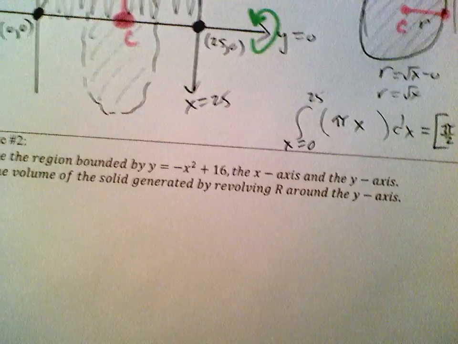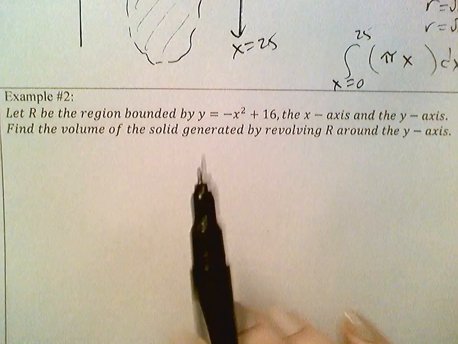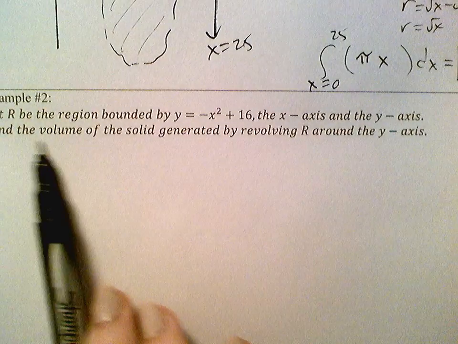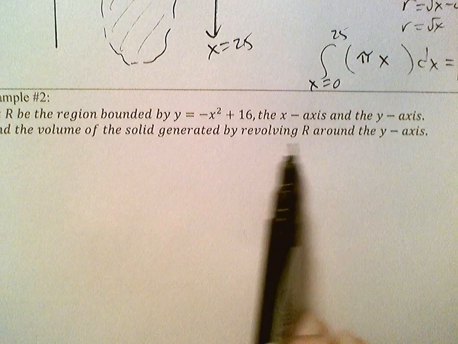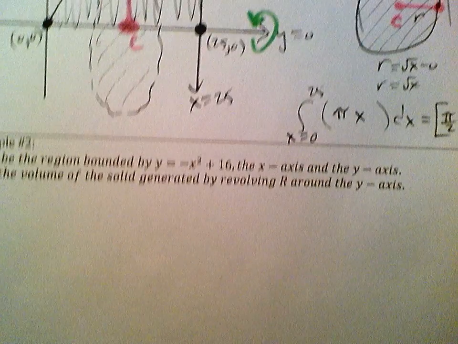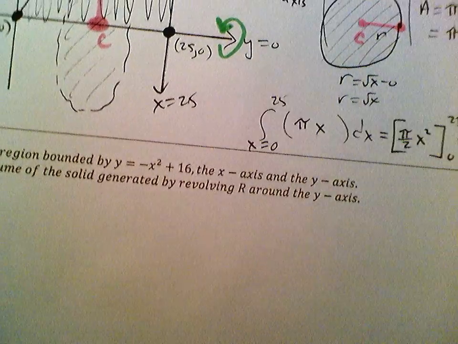Okay, so there's that. Now another one: let R be the region bounded by this parabola, the x-axis, and the y-axis. Find the volume of the solid generated by revolving R around the y-axis. So that's how this will be different, revolving around the y-axis. And this is the only other example for today.